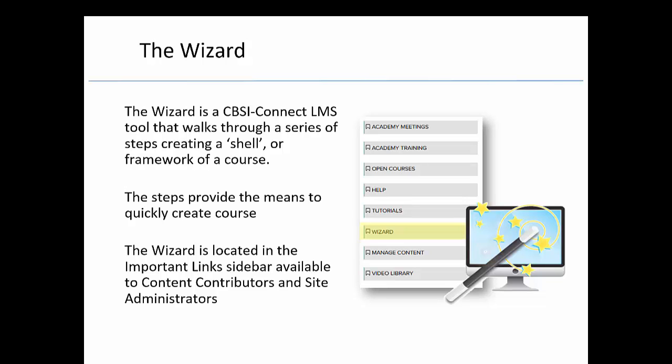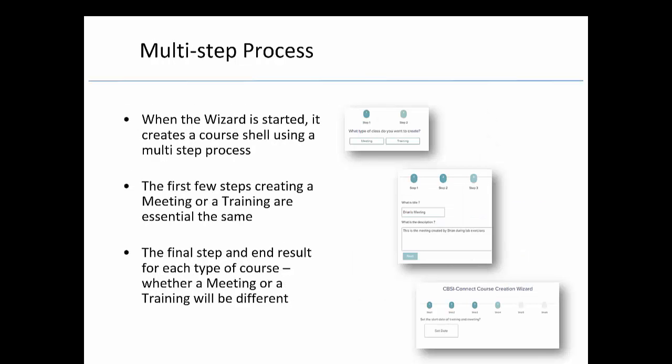The wizard can be found in your browser in the lower left-hand corner in the gray Important Links sidebar, and is available and present to content contributors and site administrators. We mentioned before that the wizard is a multi-step process. There are 6 distinct steps. When the wizard is started, it creates a course shell using this multi-step process.